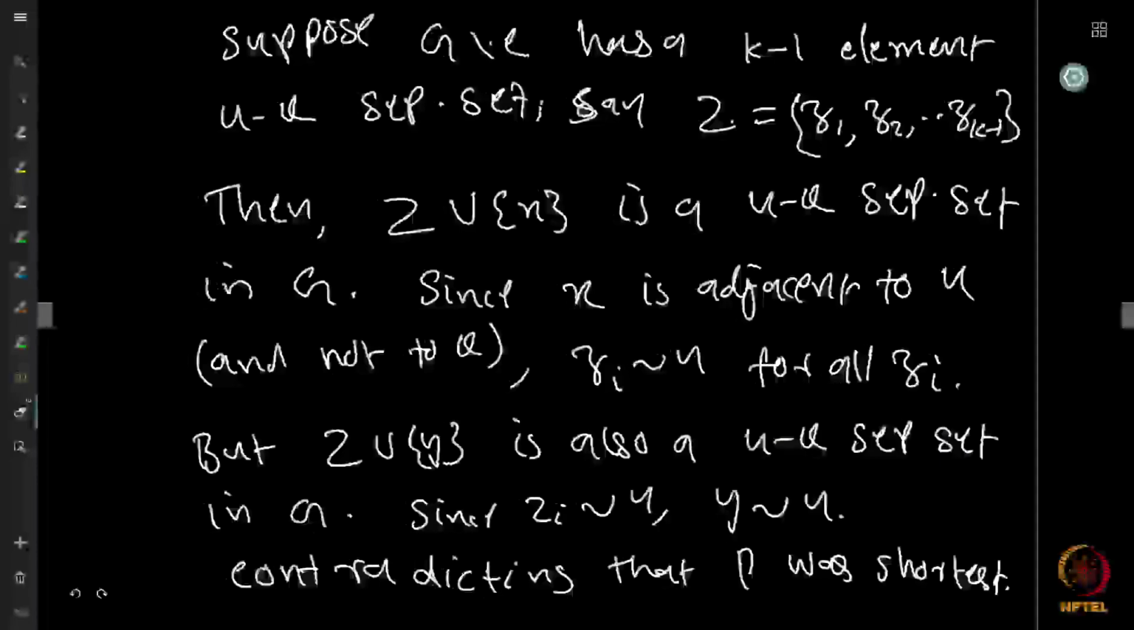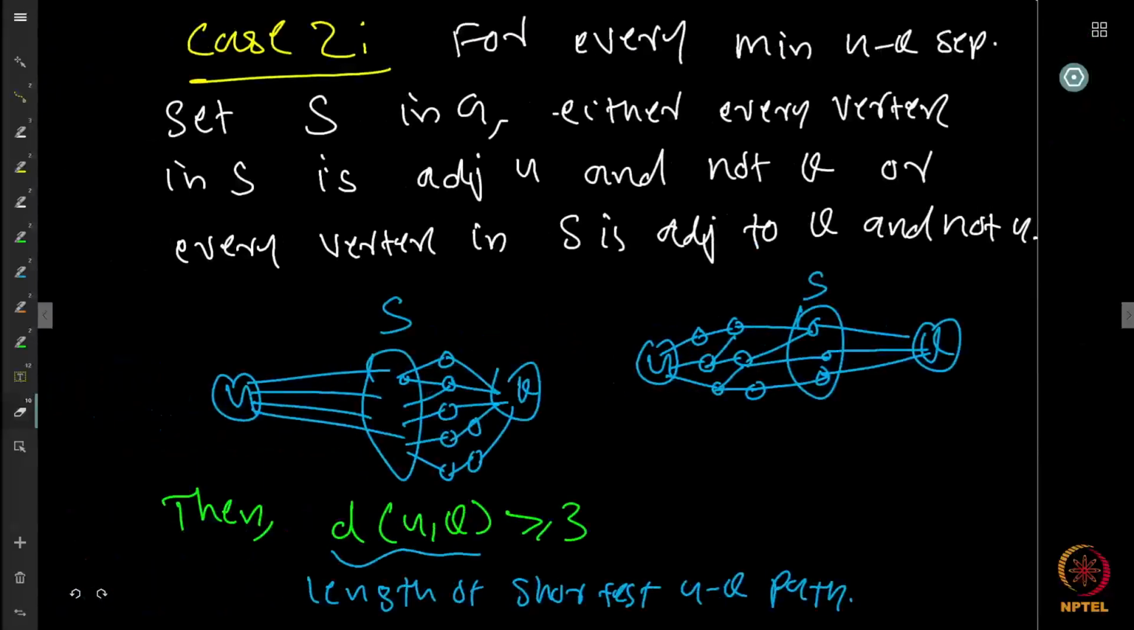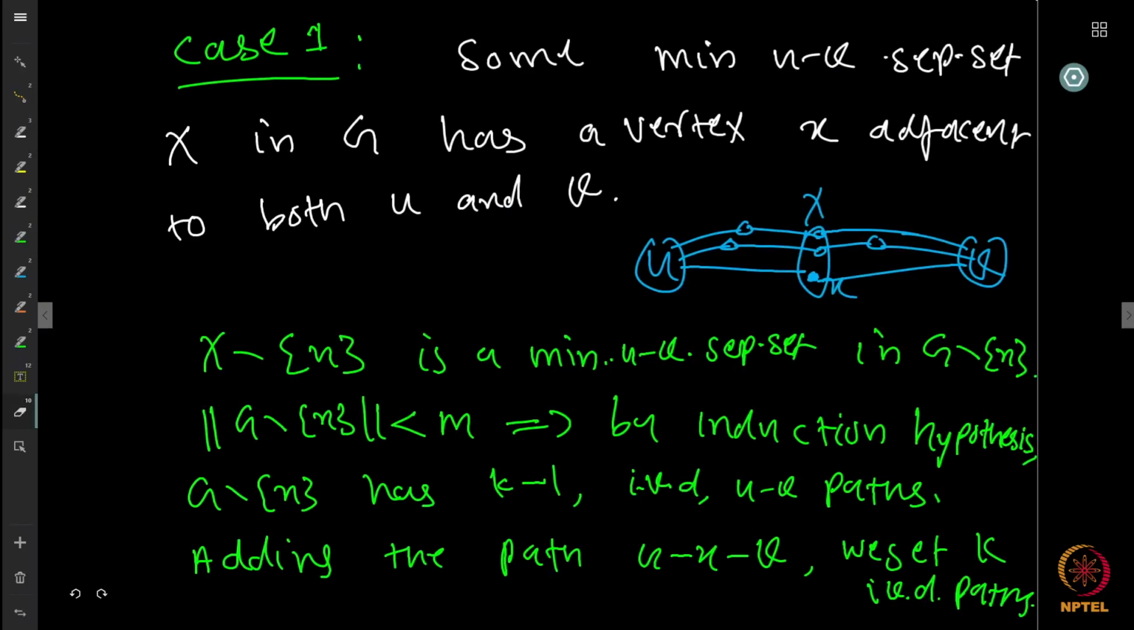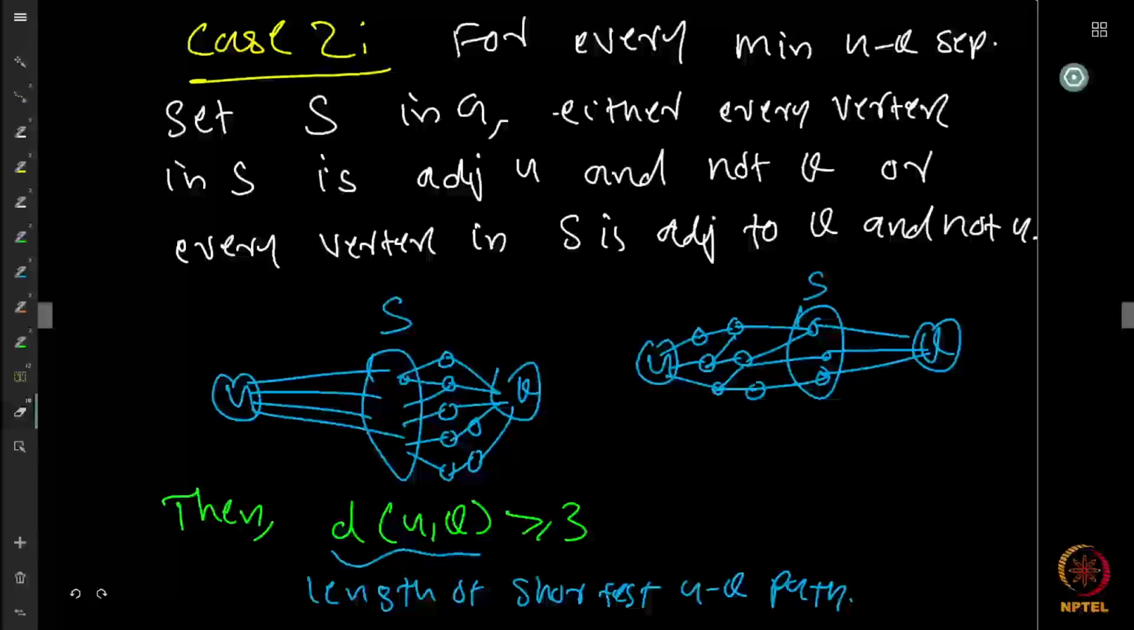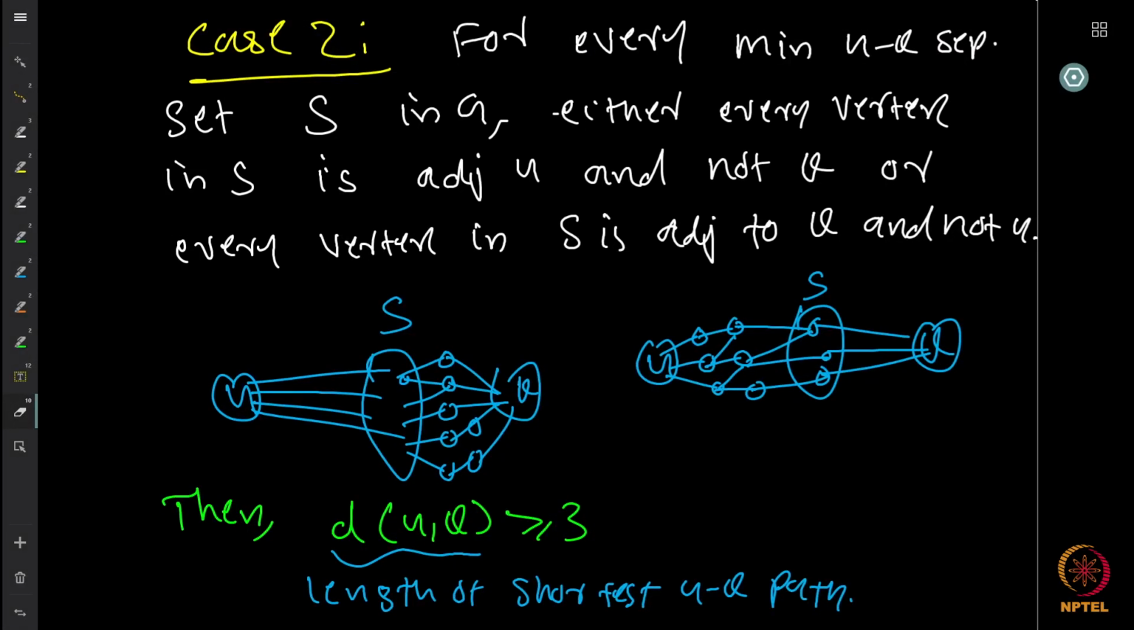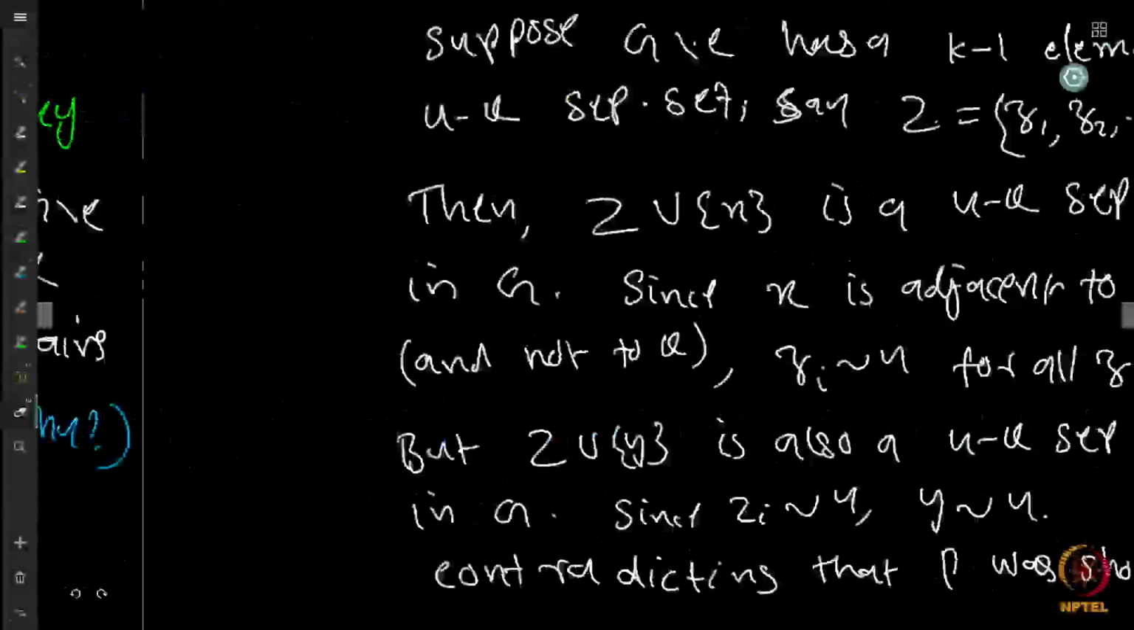Since we already assumed that case 1 and case 2 are not there, we can assume that you cannot find a separating set which has a vertex adjacent to both U and V, and you don't have the property that every vertex in every separating set is adjacent to U or adjacent to V. So that is not the case. Because these two cases are not there, we will assume the following.